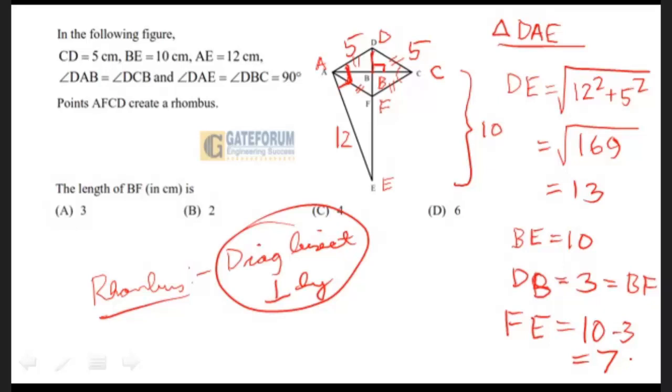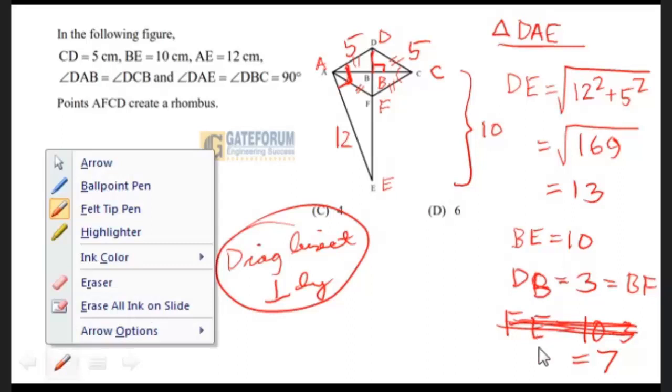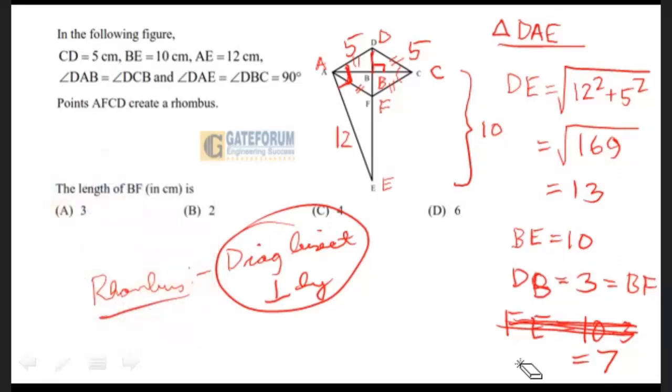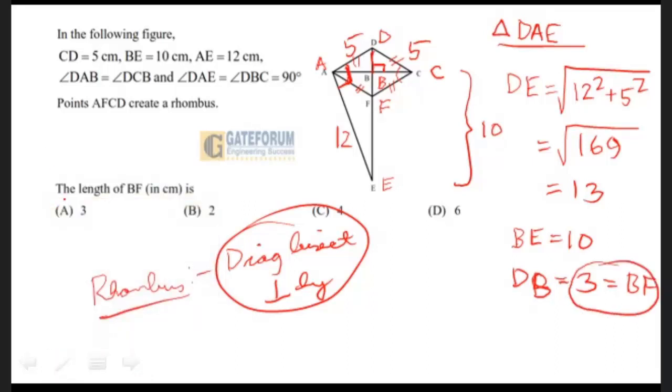They have asked us BF only, so this part is not necessary. We have already found the answer. The alphabets there are a bit hazy and so I missed it altogether, but that's my fault. So BF is equal to 3 and that's what has been asked for. The length of BF in centimeters has been asked for. So that is number 3.